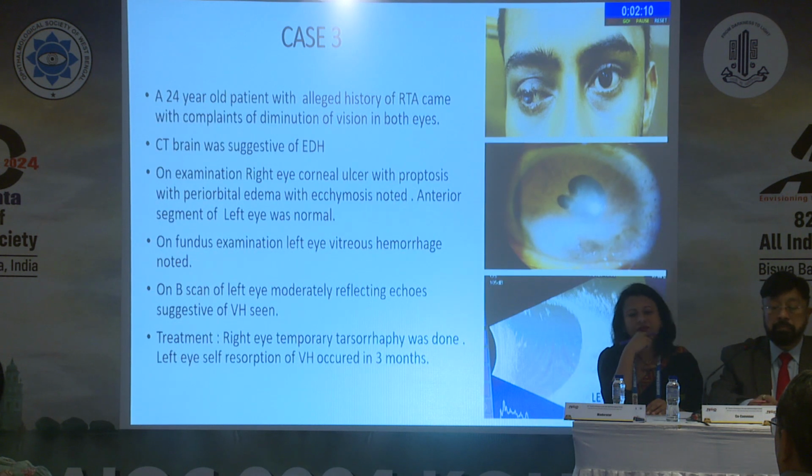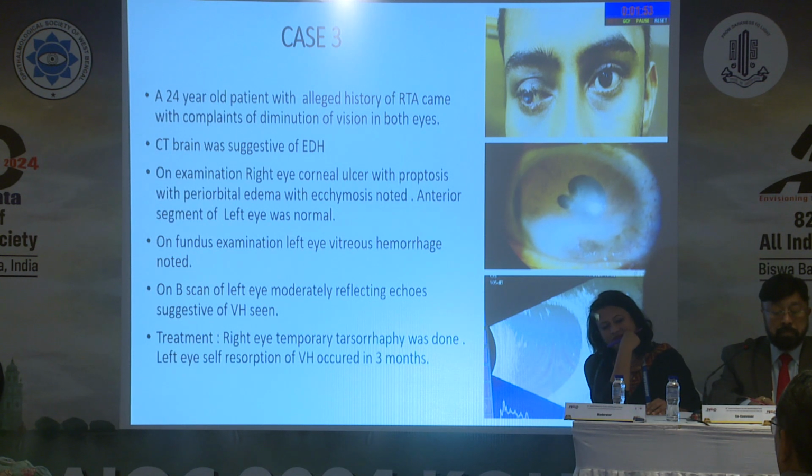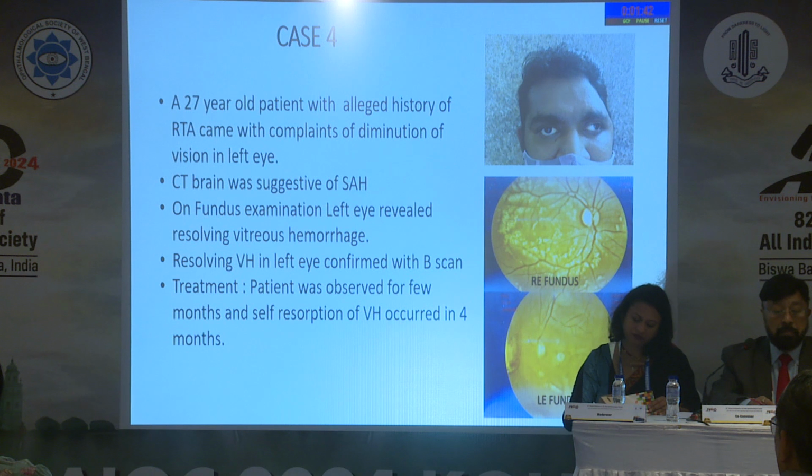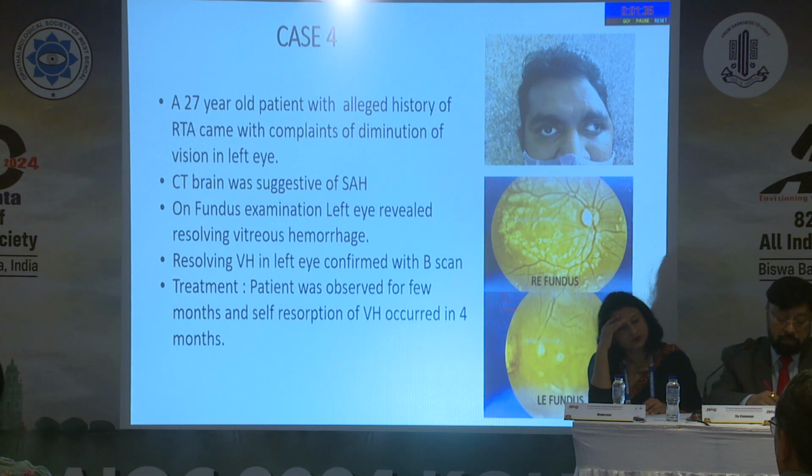In case 3, a 24-year-old patient with a history of RTA, with CT brain suggestive of EDH. On examination, the right eye showed corneal ulcer with proptosis, periorbital edema and ecchymosis, whereas the left eye appeared normal. Fundus examination showed left eye vitreous hemorrhage. On B scan, it was confirmed, and for treatment, right eye temporary tarsorrhaphy was done. In the left eye, self-resorption was seen in 3 months. In the fourth case, a 27-year-old with RTA, on CT he had SAH, and on fundus he had vitreous hemorrhage. The patient was observed for a few months, and self-resorption was seen in 4 months.